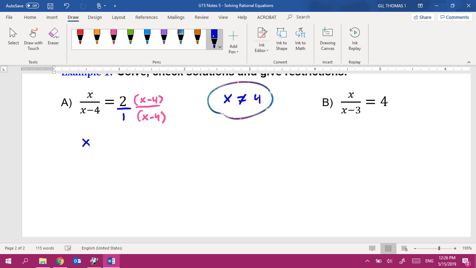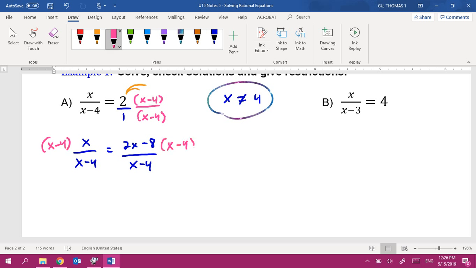X over x minus 4 equals 2x minus 8 over x minus 4. That's right, okay. Here we are, I got the same denominators. Now what? Multiply x minus 4 on both sides, that's right. And what will that do to our equation? Cancel out what?